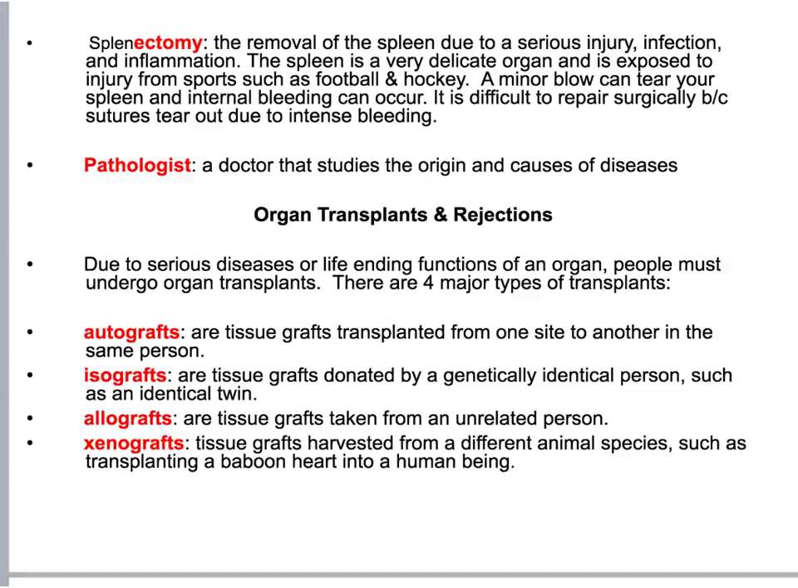Isografts are when tissue grafts are donated by a genetically identical person, such as a clone or what we call identical twins. Allografts are tissue grafts taken from an unrelated person, and xenografts are tissue grafts harvested from an animal of a different species, such as transplanting a baboon heart into a human being.